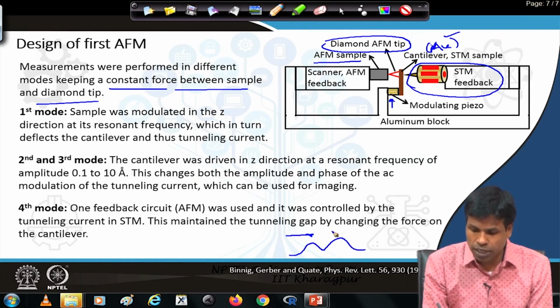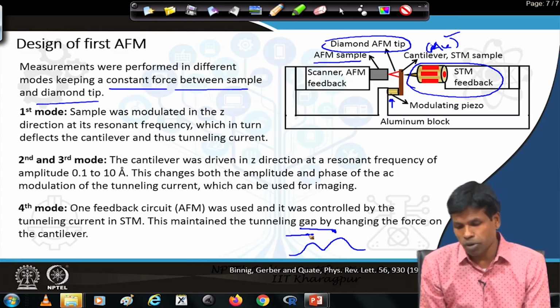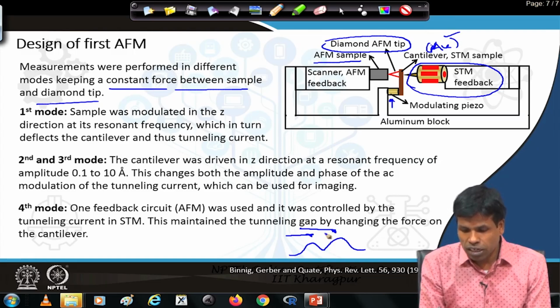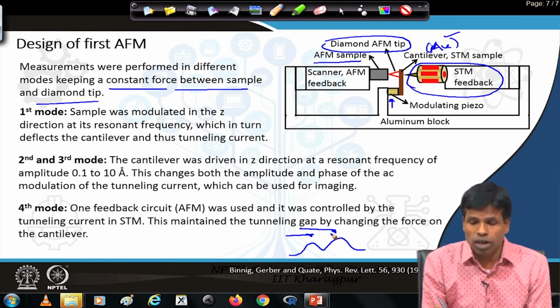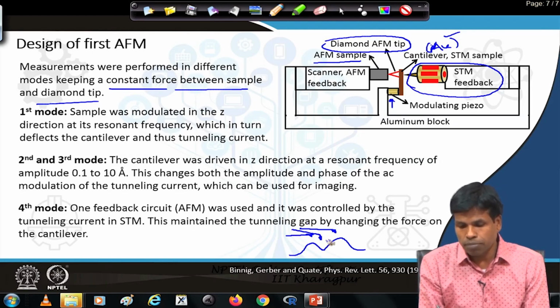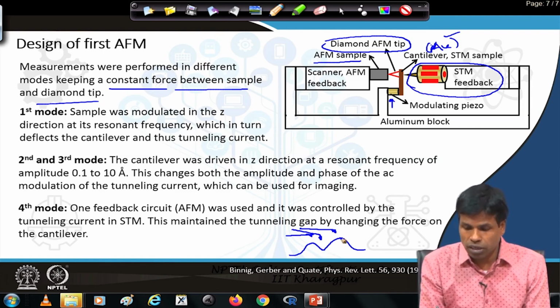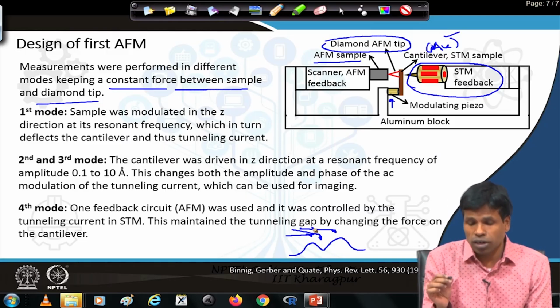So, for example, our sample is like this, and our diamond tip with the cantilever is moving above the sample. Then in order to measure the constant force between the tip and sample, the cantilever has to bend upward or downward, because the constant force will only occur when there is the same distance between the sample and tip.